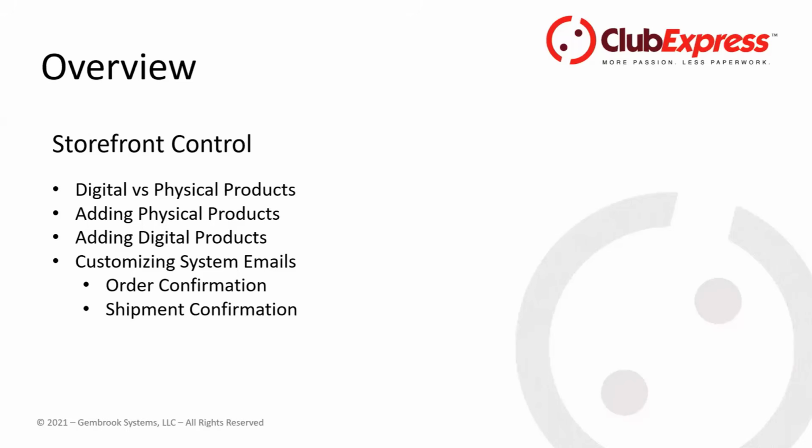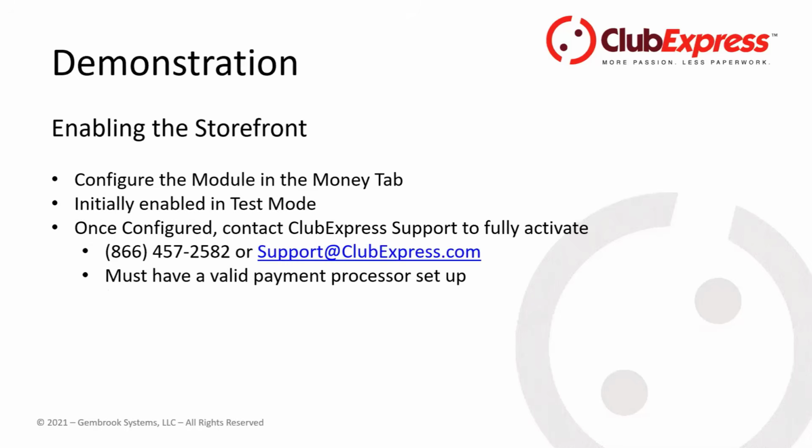We have 2 different types primarily. We have physical products that you can obtain, physical items like hats, shoes, rollerblades, things like that. And then we'll also go over digital products, so you can sell things like PDF booklets, image sets. If you need to include any sort of digital files that you wanted to distribute to members that they can purchase, you can sell digital products through our storefront as well. And then we'll review a few other options like customizing the system emails that go out to members when they make a purchase in the storefront. So in just a moment, I'm going to hop over to our demonstration.